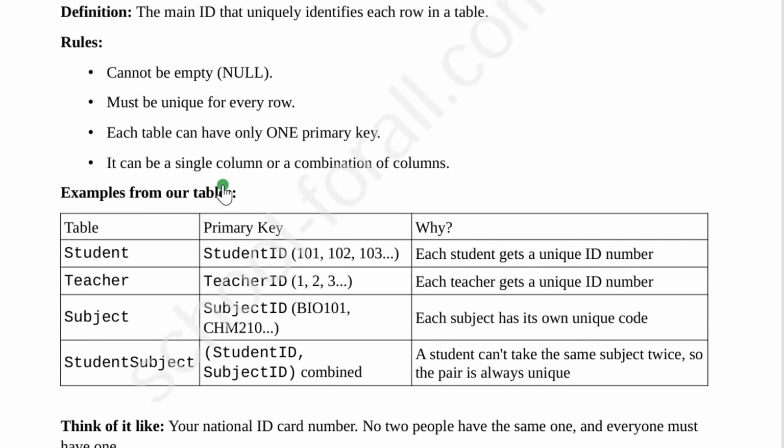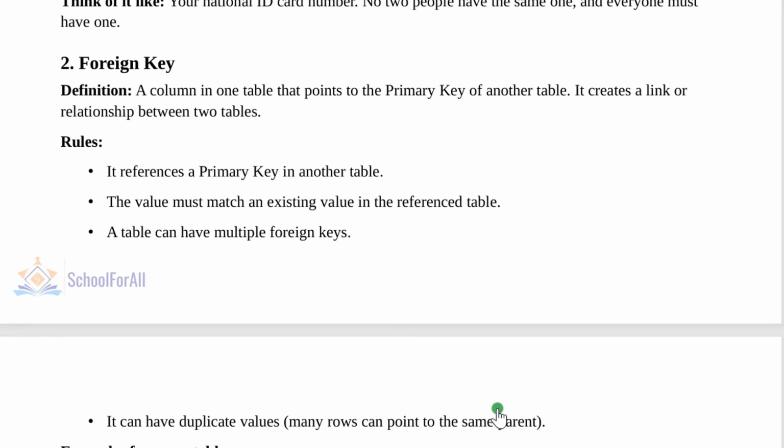Now an example from the table. All what I was explaining here, I've written it down here. Like here you see table student, the primary key is student ID. Table teacher is teacher ID. Table subject is subject ID. On the table student subject, what is it? A combination of student ID and subject ID. And I'm explaining it here. Are you seeing another column? So I think I've explained everything there correctly.